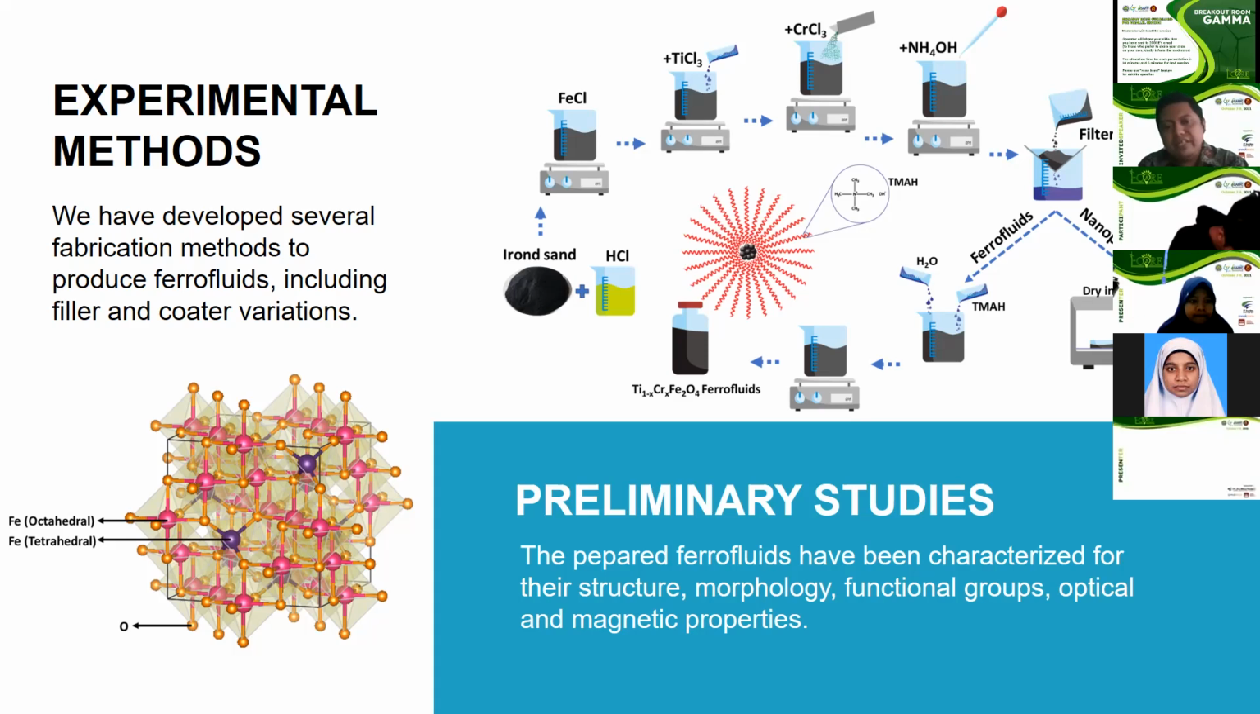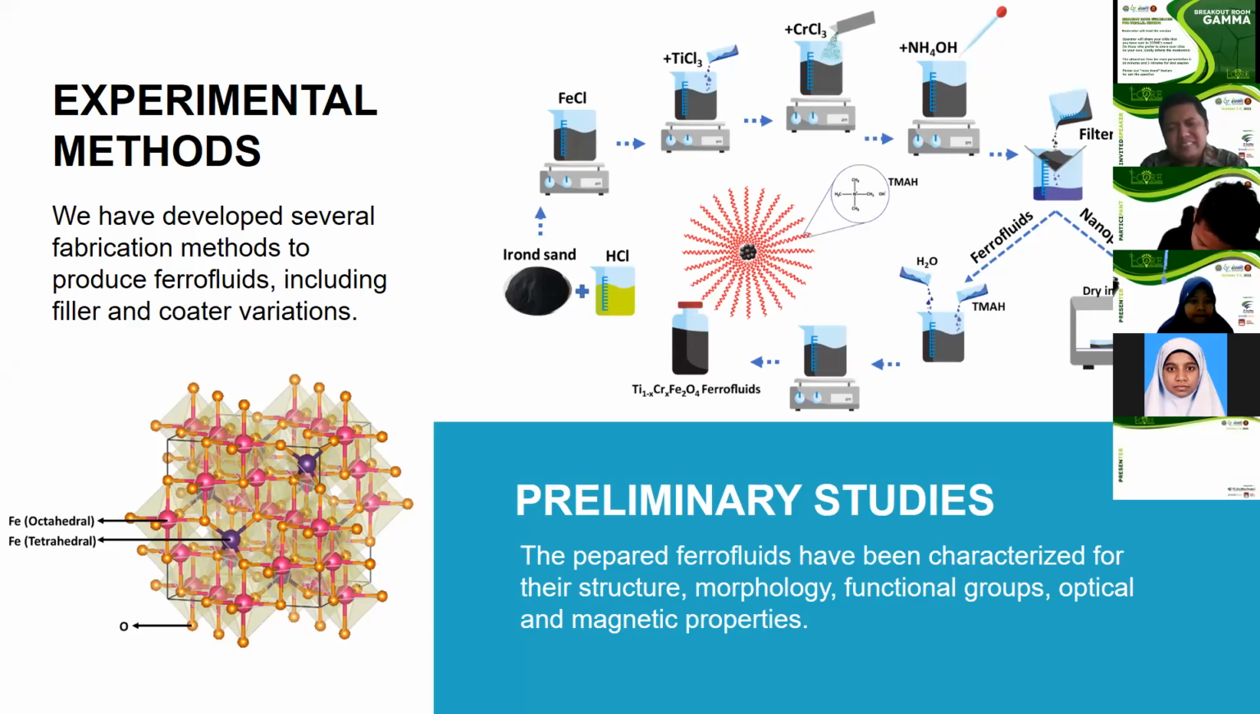We use natural sand from Indonesia. We know that in Indonesia, we have many places with high iron sand content and high purity. So we utilize this natural sand through a chemical process. For example, in this work, we use hydrochloric acid to get iron, titanium, and chromium chloride, and then we use a base solution to make the nanoparticles.